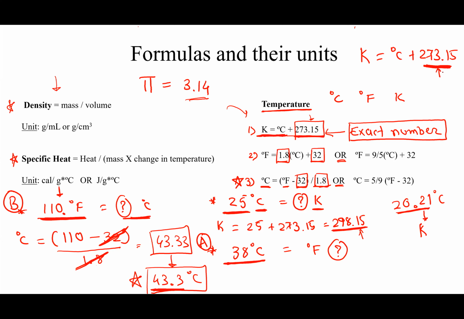If it's a constant number, we are going to consider it an exact number. And if it's an exact number, we do not count it as significant figures. So in this case, we shouldn't worry about how many significant figures there are. The same thing we can apply to 1.8 and 32 in this formula. So the numbers that are in the formula are insignificant. Yes, they are insignificant for our calculation.